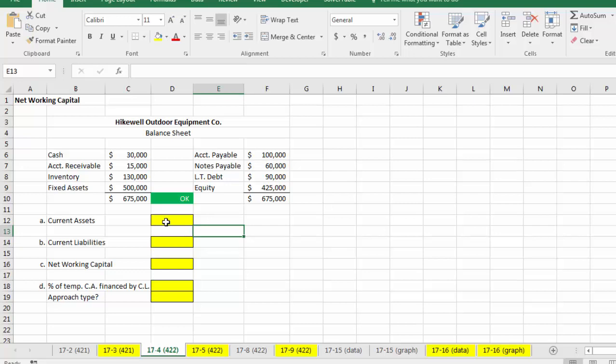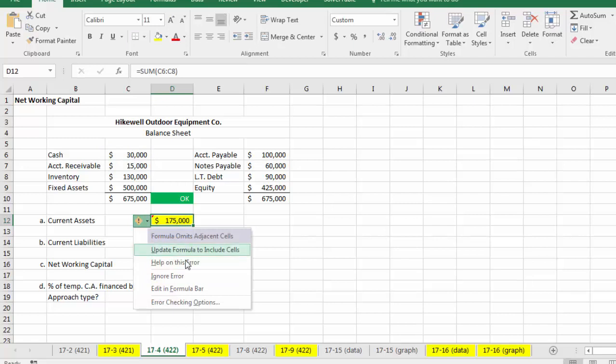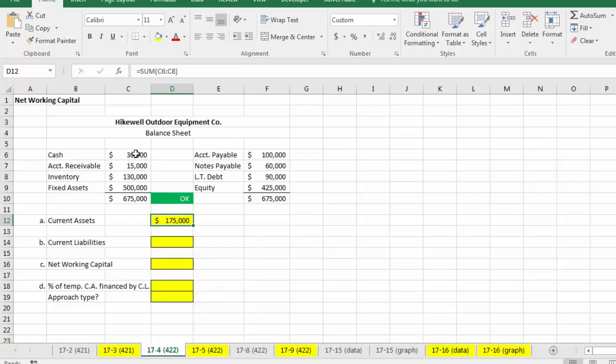Part A says, what is the amount of the company's current assets, its working capital? Well, okay, just the sum of cash, accounts receivable, and inventory. Sum of these three. By the way, if you're wondering what that little red flag is, it's just formula omits adjacent cells. No big deal. We only added a part of that range. Yeah, we know what we're doing, Excel.